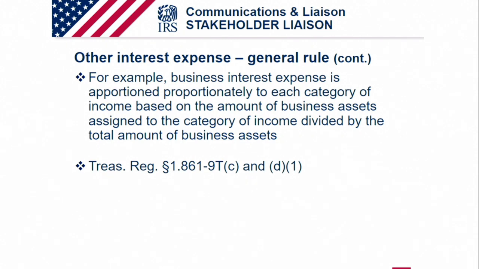For example, business interest expense is apportioned proportionately to each category of income based on the amount of business assets assigned to the category of income divided by the total amount of business assets. And the Treasury reg for this is cited on this slide.